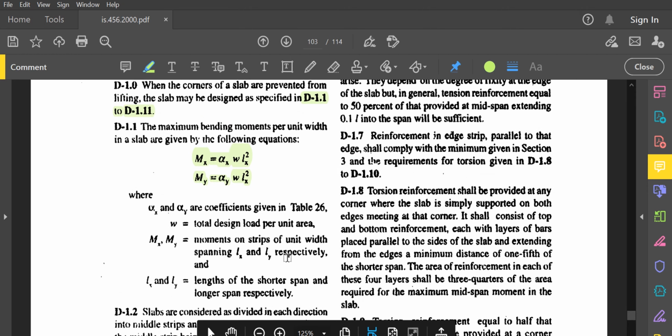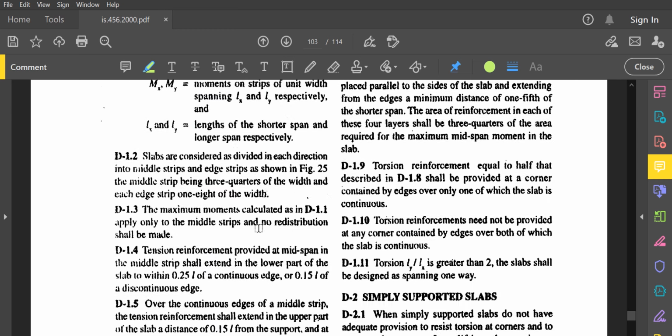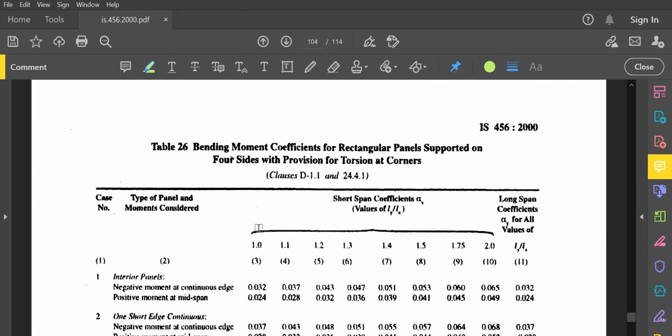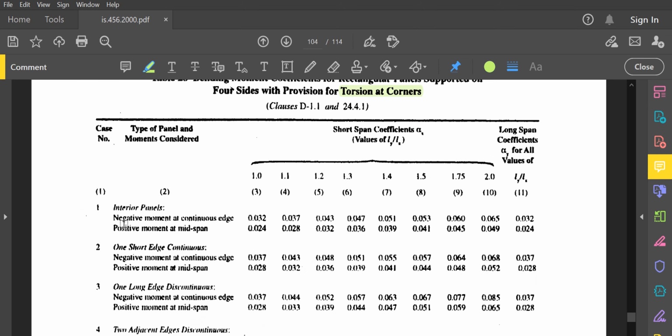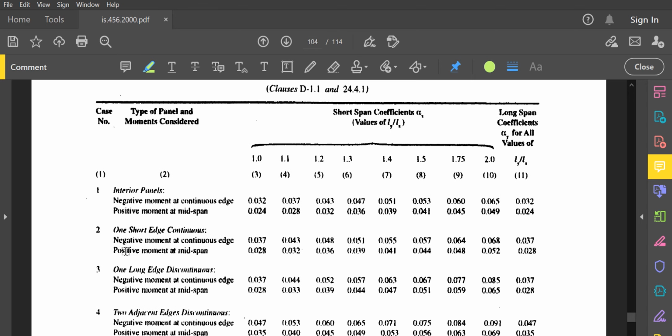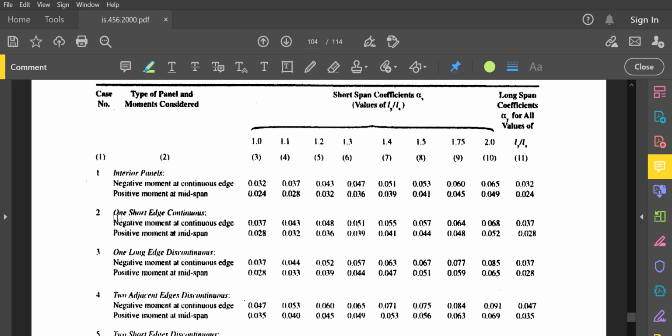So if we go to Table number 26, you will get the value for this alpha x and alpha y. In Table number 26, you could see the bending moment coefficients for rectangular panels supported on four sides with provision for torsional reinforcement. See here, there is provision for torsional reinforcement, which means it is restrained at the ends. On page number 26, you'll get the first one, interior panels: negative moments at continuous edges, positive moments at midspan. Here there is a small correction.